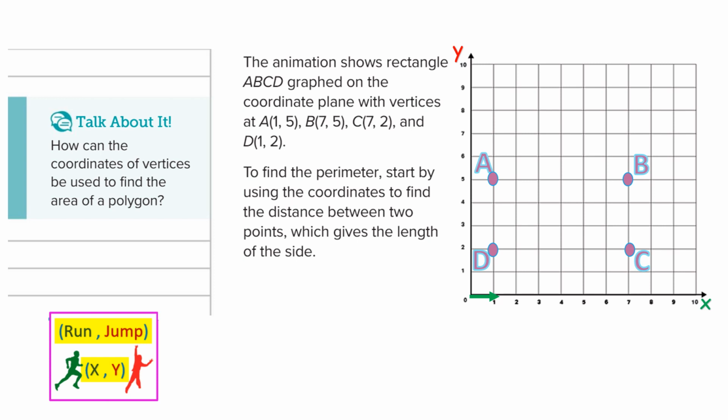But once again, I have a rectangle. And a rectangle we know has opposite sides that are equal. So I'm going to close in my shapes, going from A to B, B to C, C to D, and then closing it in because it's a polygon, D to A.